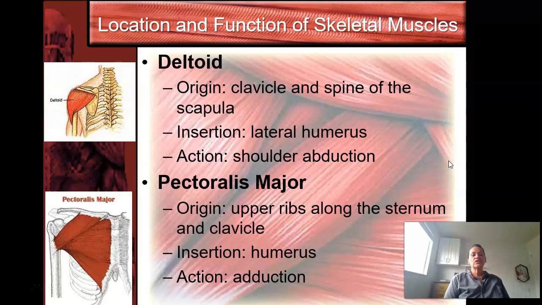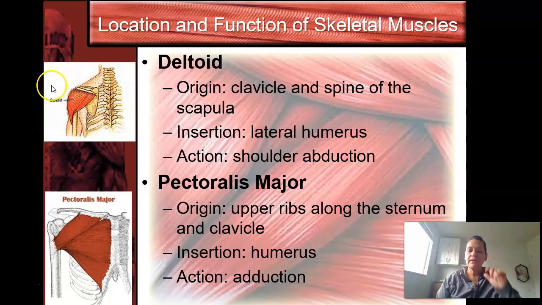Deltoid. The origin is the clavicle and spine of the scapula. So right up here, the clavicle and spine of the scapula. And the insertion is the lateral humerus. The action is shoulder abduction. Abduction, take away. So when you're lifting your arm up, okay, that is your deltoid right here, working that motion.